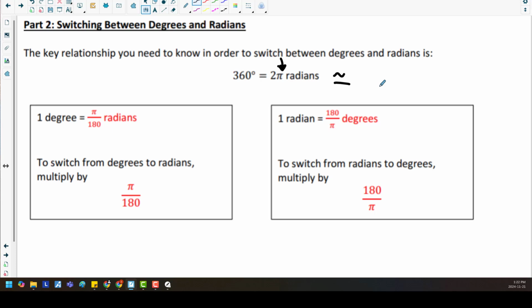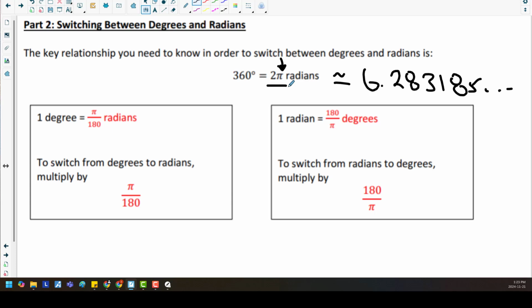So if you do 2 times pi in your calculator, 2 times 3.14, but remember, in grade 12, we shouldn't be rounding anymore, so we need to use that pi symbol. You should get something along the lines of 6.28318, and so on, because we know pi goes on forever. So that's the actual value. So this is 6.28 radians, or 2 pi radians, because we can write it in terms of pi.